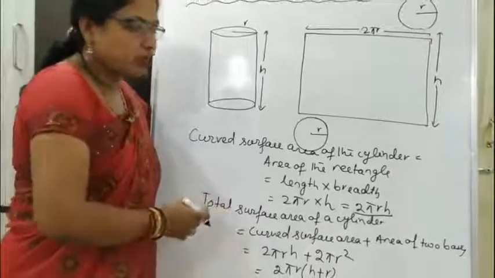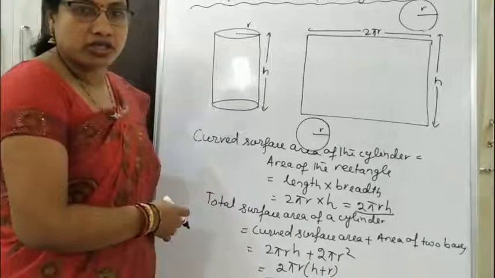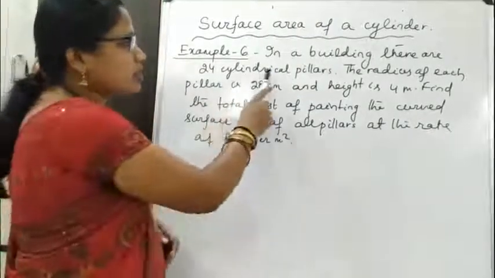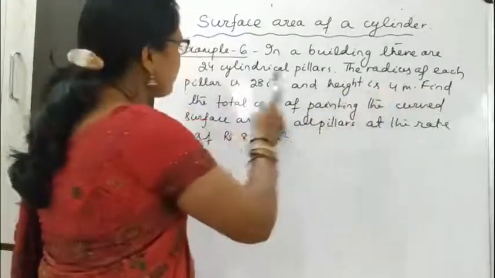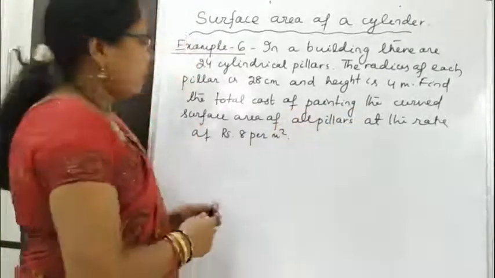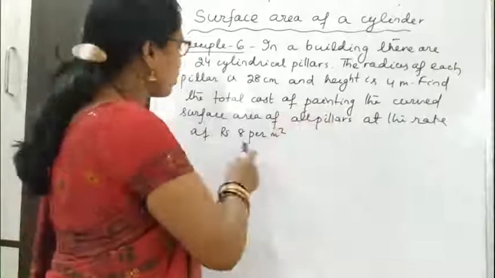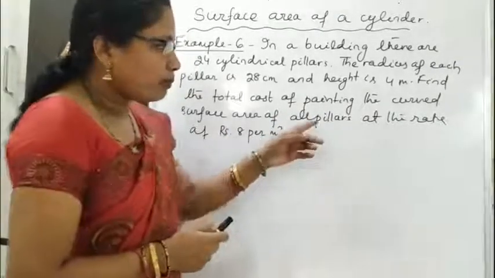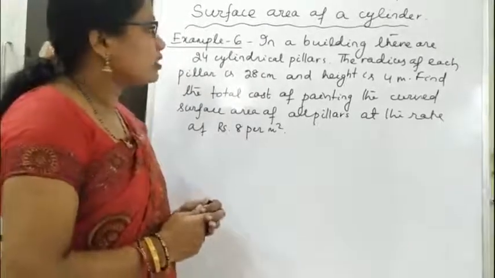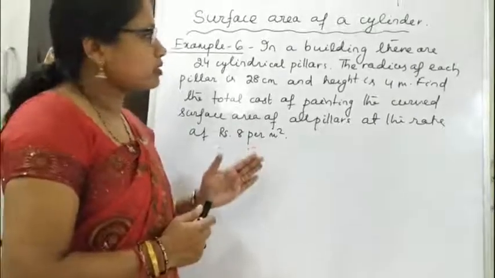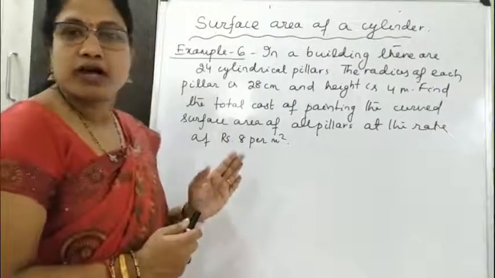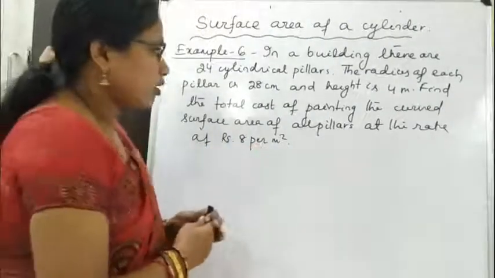So by using this formula, let us solve some questions. Here is an example. In a building, there are 24 cylindrical pillars. The radius of each pillar is 28 centimeter and height is 4 meter. Find the total cost of painting the curved surface area of all pillars at the rate of rupees 8 per meter square. So there are 24 cylindrical pillars, and we have to find the curved surface area because the curved surface area of the pillars is to be painted.